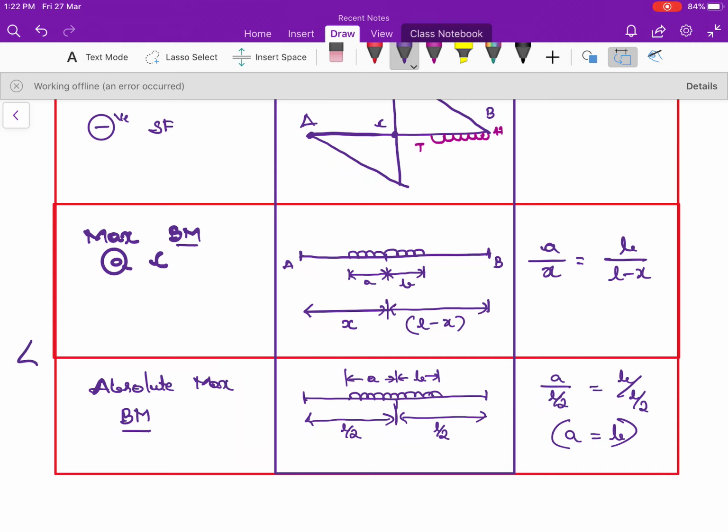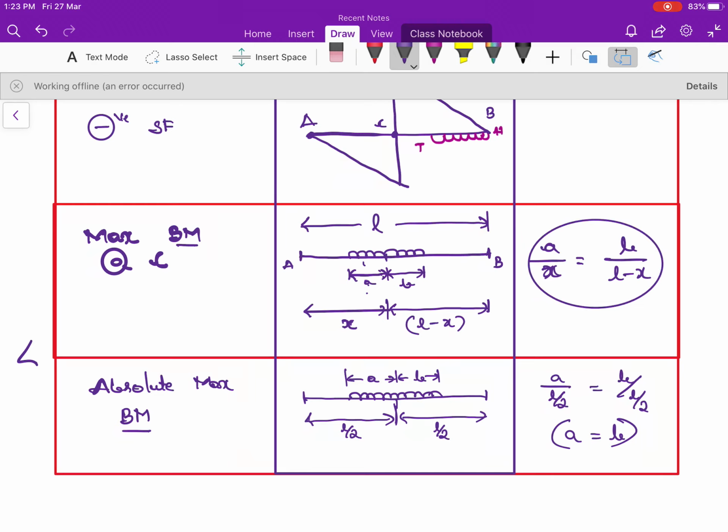Next, these two conditions are very much important. Please remember this. To get maximum bending moment with respect to uniformly distributed load, you load it like this. We don't know this distance and this distance. The total distance here is L. Let me take this as A and this as B, and this as X and this as L minus X. We are not supposed to load exactly at the center of the structure. How do you do the calculation? A divided by X equals B divided by L minus X. Please make a note of this.